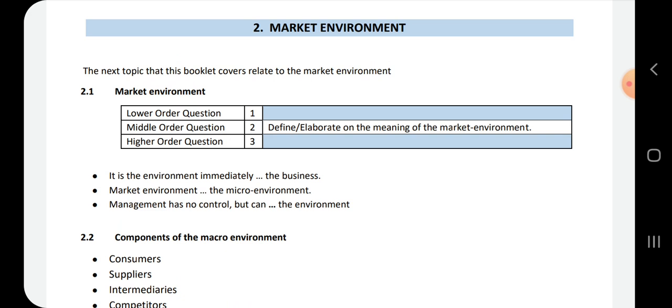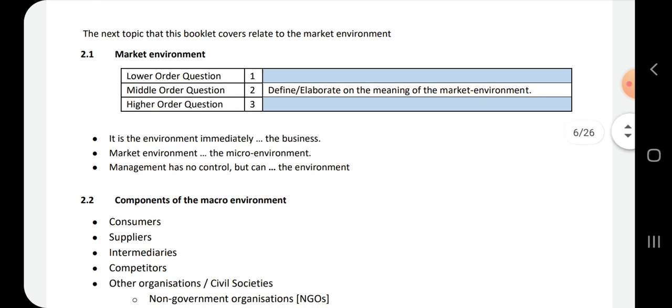The first one was questions that they can ask you with regards to the micro environment. Now we are looking at the market environment. Okay, let's define the market environment. It is the environment immediately outside the business. The market environment is close to the micro environment, and the management has no control but can influence the market.